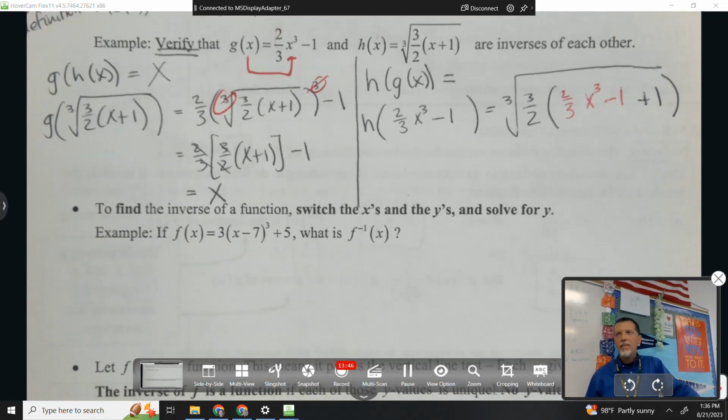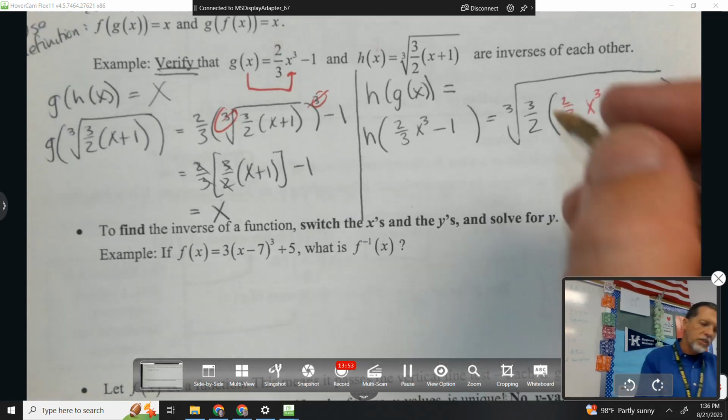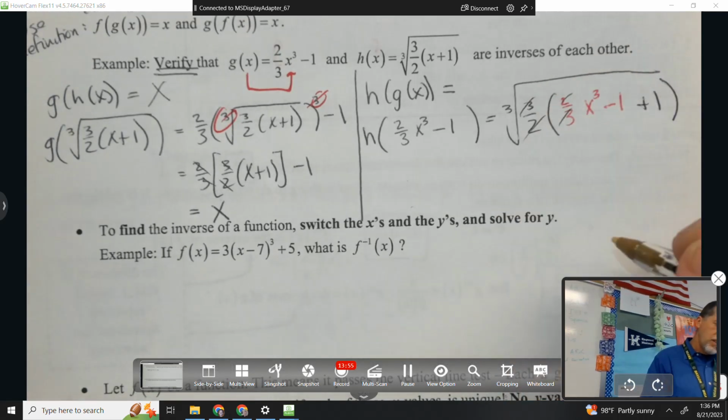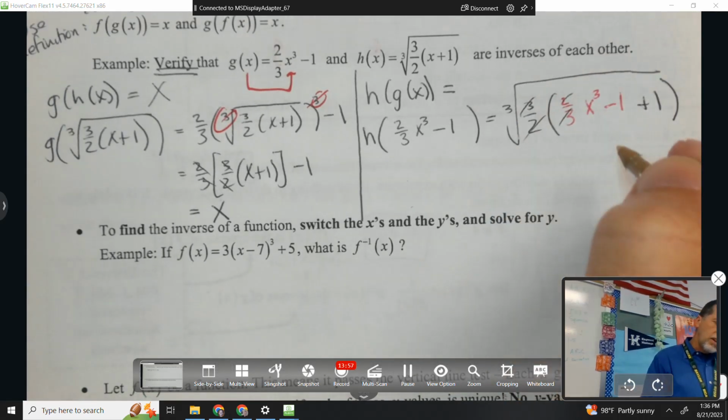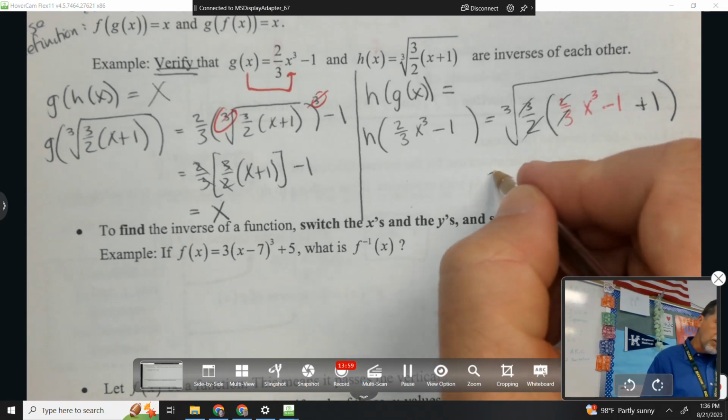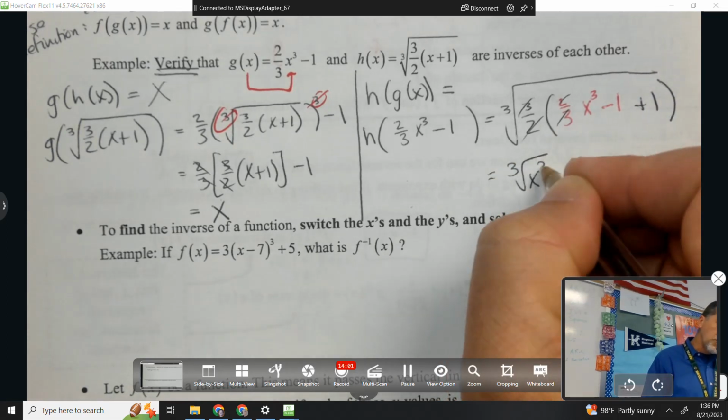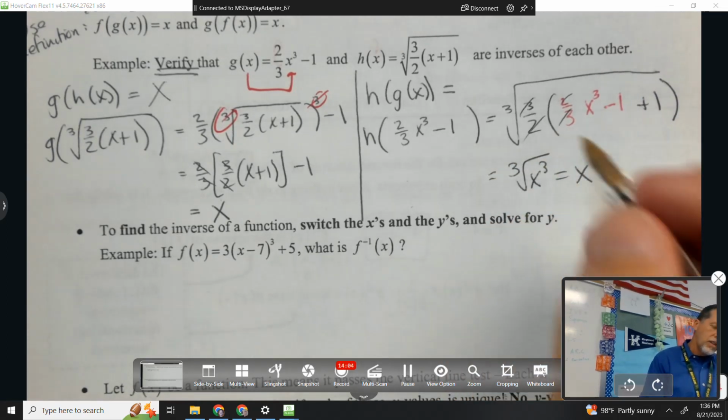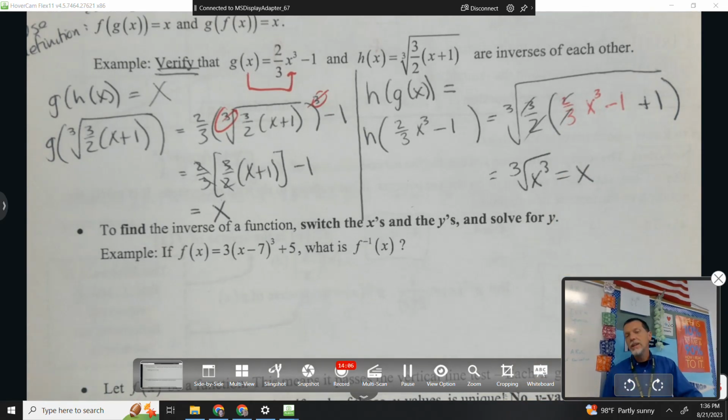So the order of canceling is different on this one, but it's the same kind of thing. The 3/2 and the 2/3, those cancel. And then the plus 1 minus 1 cancels. And then we're left with the cube root of x cubed, which is x. Which is what we knew we would get 5 minutes ago.